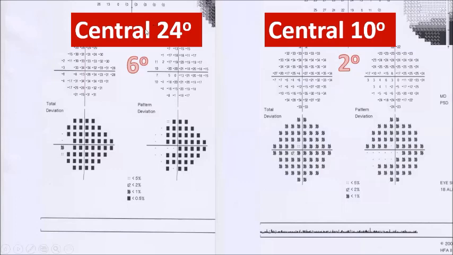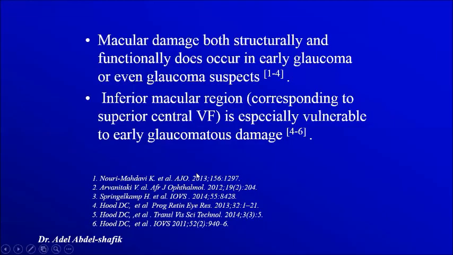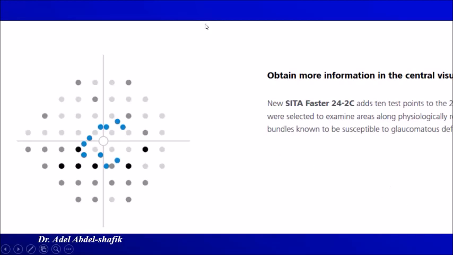So what about using both central and periphery? If you depend on the central all the time, you may miss changes in the periphery. So if it's possible to ask the patient to do both in the same sitting, or to do one time central 10, second time central 24, this will be better. And as you notice here in the newer software of the Humphrey, what's called the SITA Faster 24-2C, these are new areas that are included. So it's the 24, but they added extra points here.